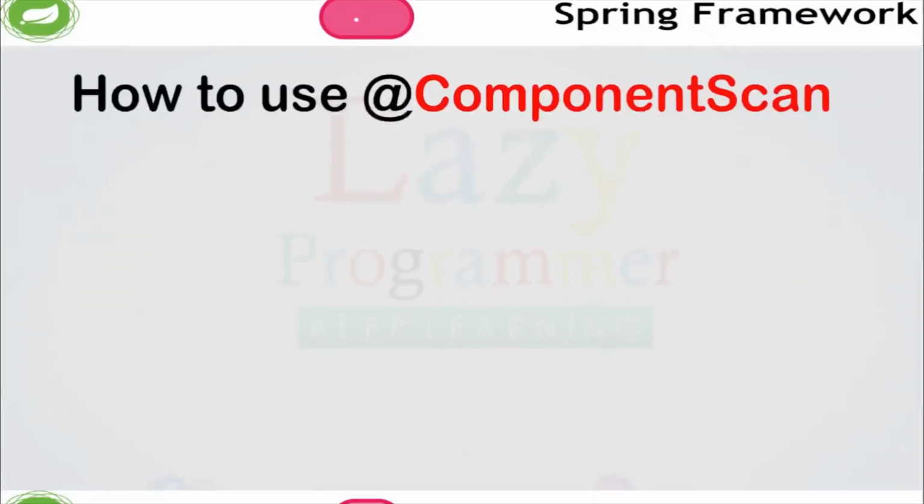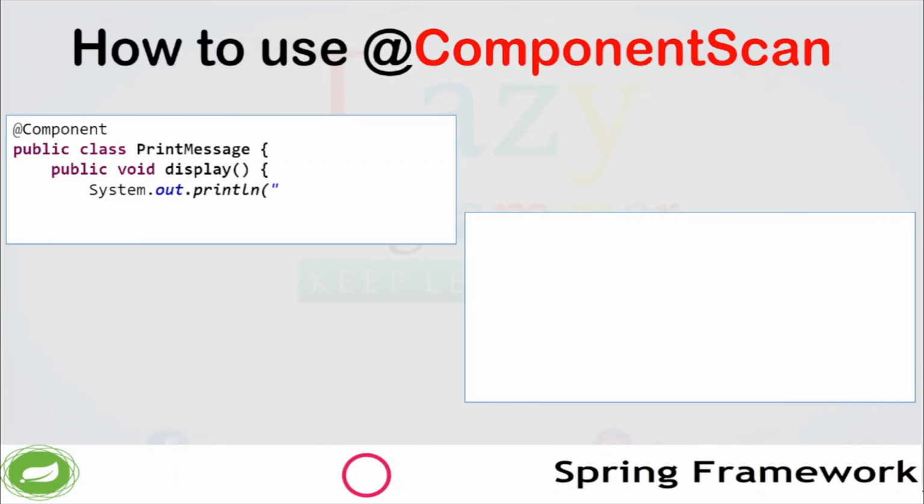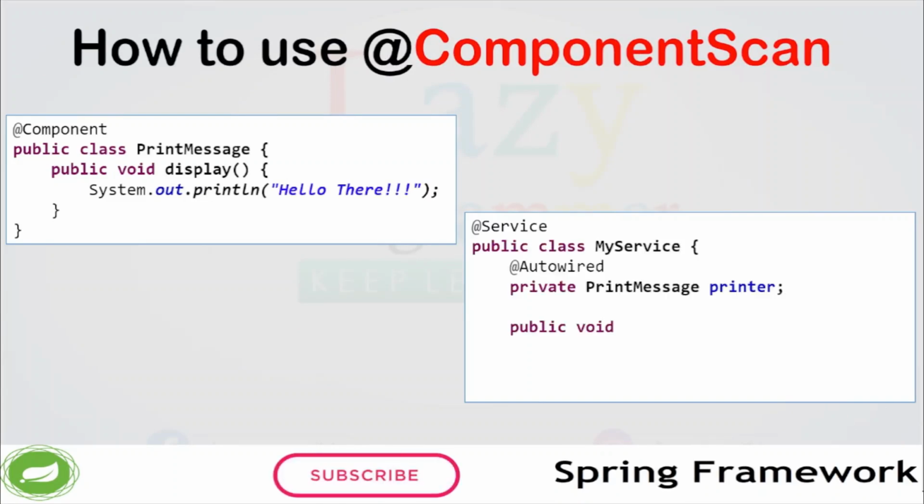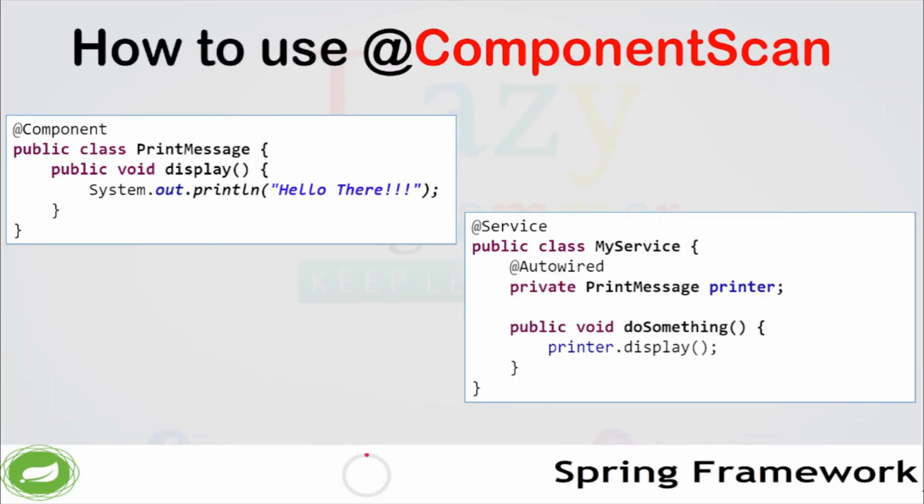Now let's take a look at the components that we want Spring to manage. Here we have a simple PrintMessage component. As you can see, we have used the @Component annotation to indicate that this class is a managed component. Here we have another class that uses PrintMessage. In this class, we have used the @Autowired annotation to inject an instance of PrintMessage. We can then use the component to do some useful stuff in our application.